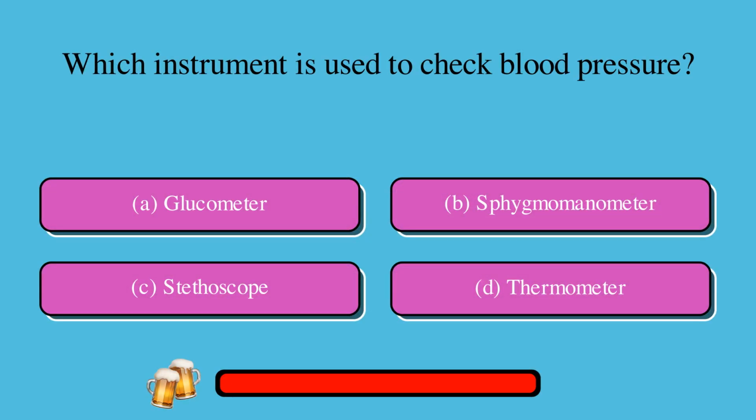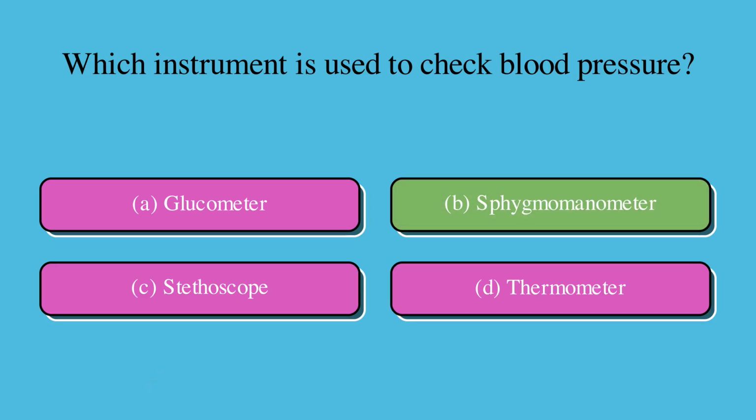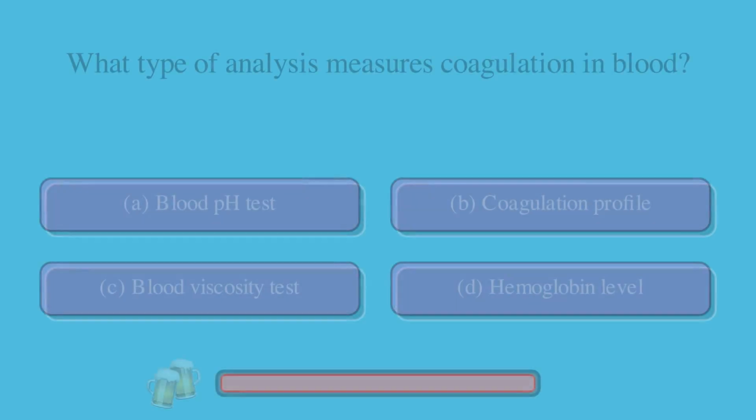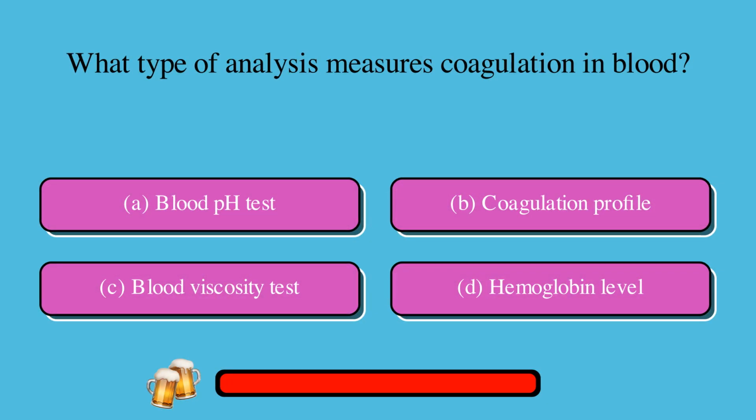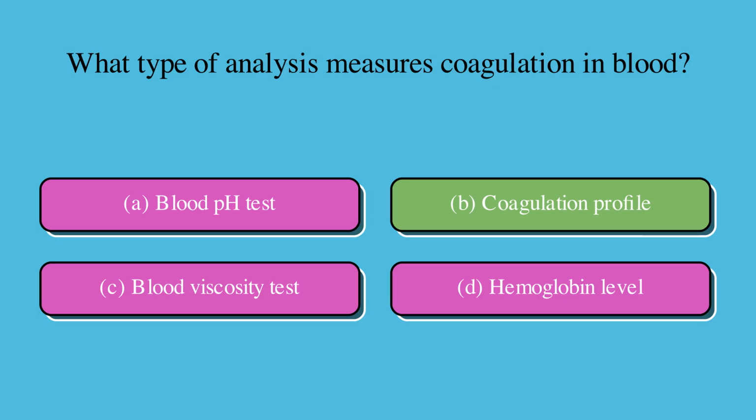Which instrument is used to check blood pressure? A. Glucometer, B. Sphygmomanometer, or C. Stethoscope, or D. Thermometer? The correct answer is B. Sphygmomanometer. What type of analysis measures coagulation in blood? A. Blood pH test, or B. Coagulation profile, or C. Blood viscosity test, or D. Hemoglobin level? The correct answer is B. Coagulation profile.